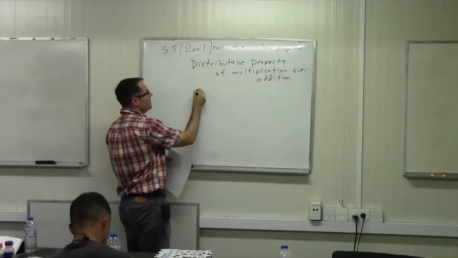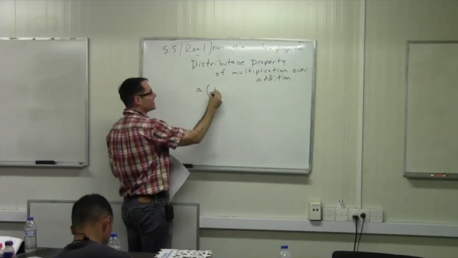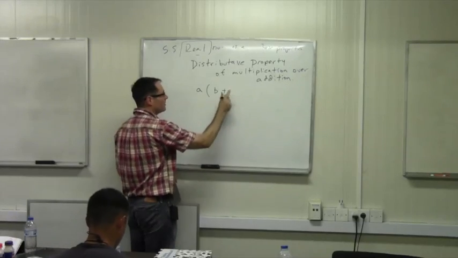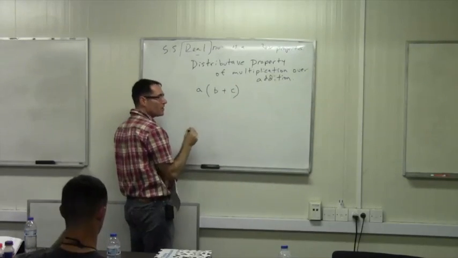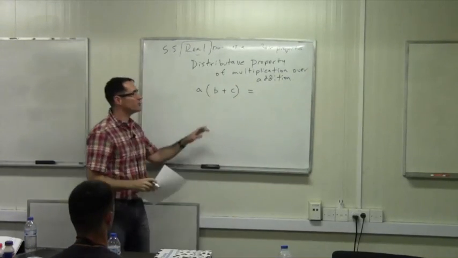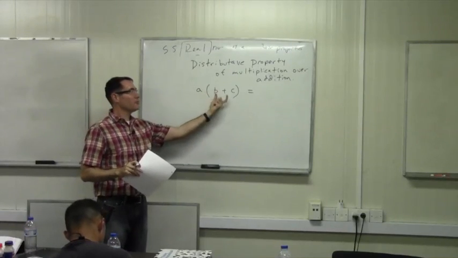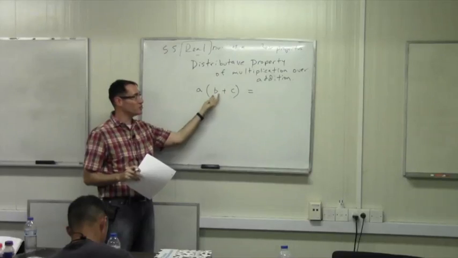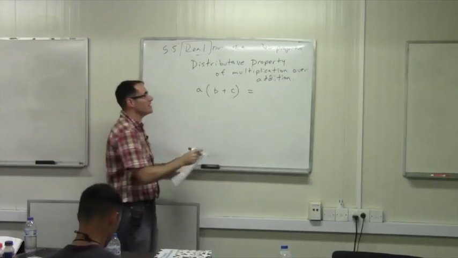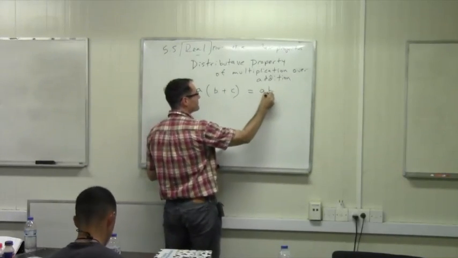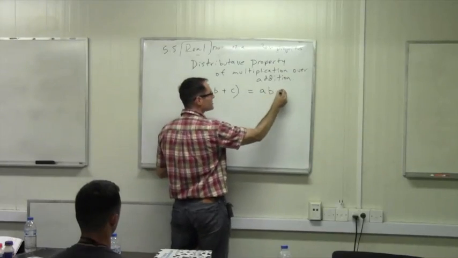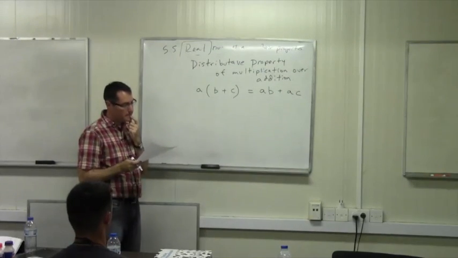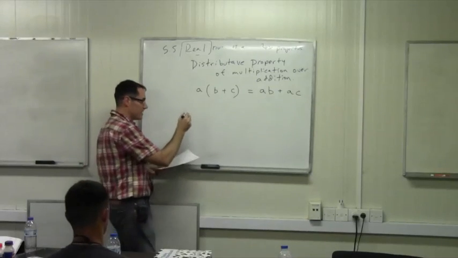If you have A times B plus C, some other variable, what you can do is distribute the A through both of the variables over here. It's called the distributive because you're distributing A. What this means is you can say A times B plus A times C. So let's do an example.